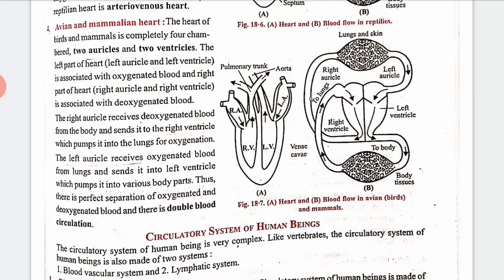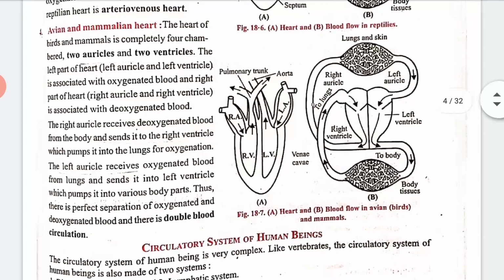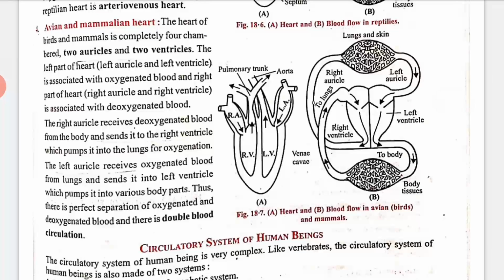Clear? But the left auricle receives oxygenated blood from the lungs and sends it into the left ventricle, which pumps it into various body parts. Thus, there is a perfect separation of oxygenated and deoxygenated blood, and there is a double blood circulation. As you see in this picture, it shows the double blood circulation. Clear? Now let's talk about the circulatory system of human beings. In human beings, how does blood properly get circulated?